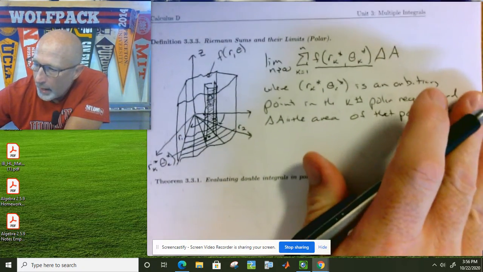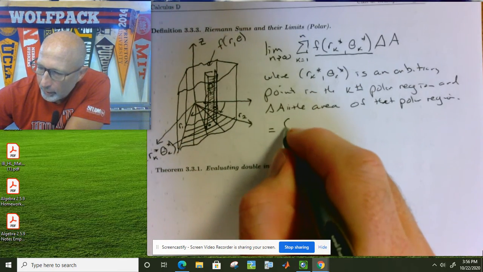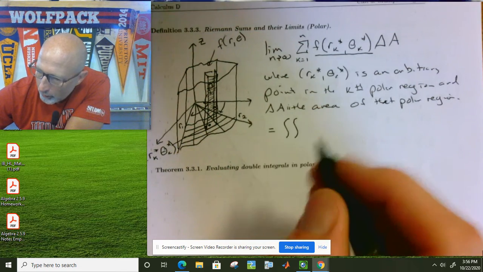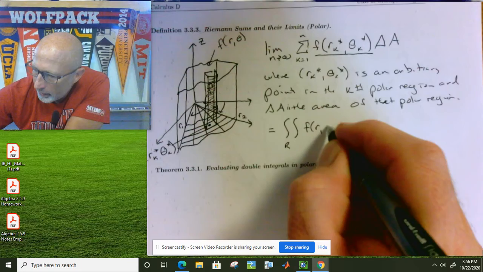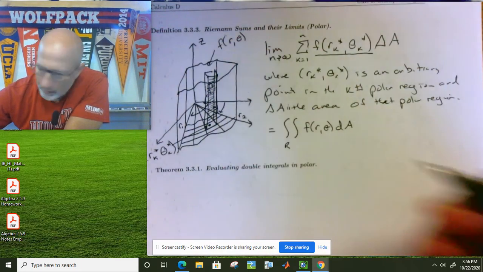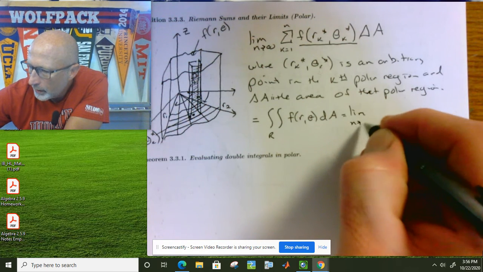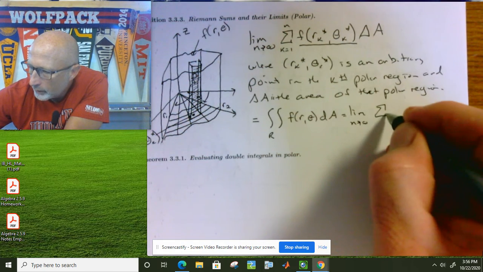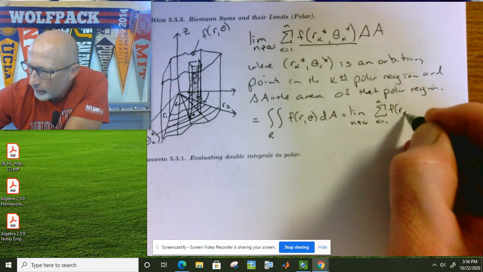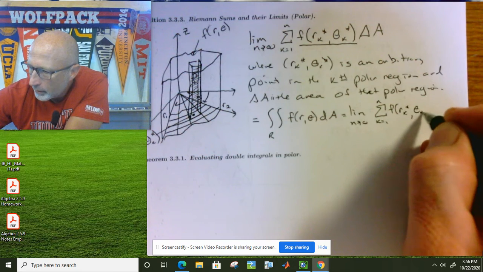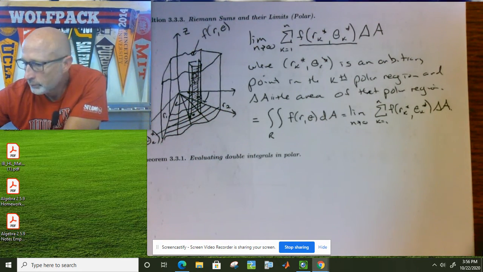So when we take the limit of this, we write it as the double integral over the region R of f of r, theta dA. And like I said, this is actually the limit as n goes to infinity of the summation as k goes from 1 to n of f of r_k star, theta_k star delta A.